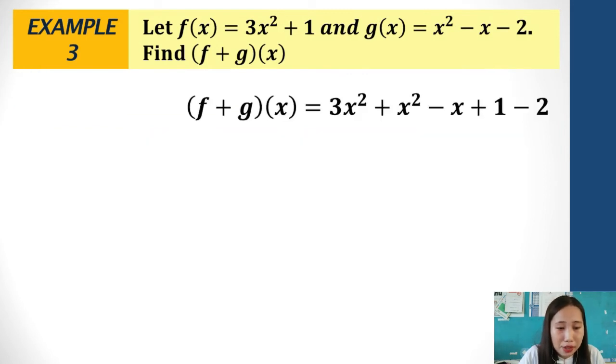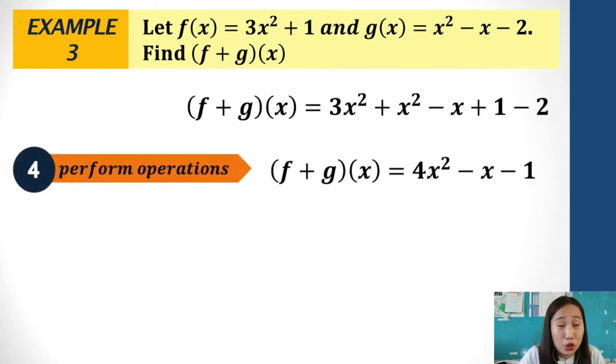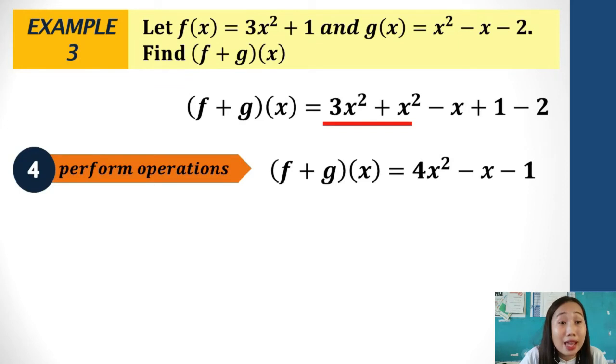So, the next step is to perform operations. Okay, since na-combine na natin yung terms, pwede na nating ma-perform ang mga operations na hinihingi sa ating functions. Remember ha, na mag-perform ka lang ng operation doon sa mga like terms. Doon lang, okay? So, ang 3x squared plus x squared, 3 plus 1, since 1 ang ating numerical coefficient ng x squared ay 4. And yung 4, ang literal coefficient natin ngayon ay x squared. Follow lang natin kung ano yung common sa kanila.